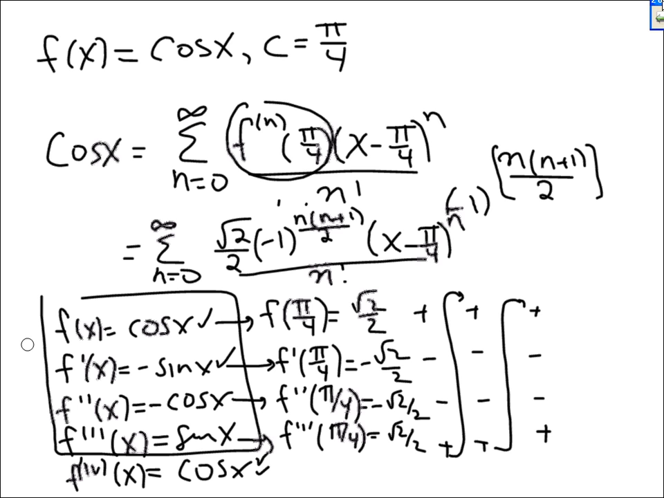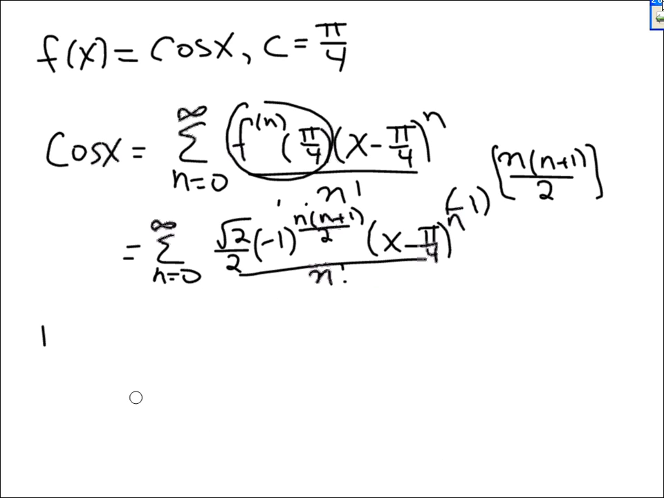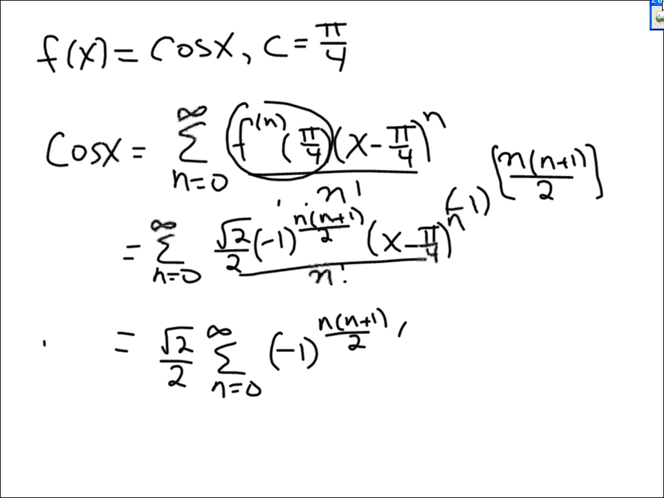The one thing I would do is factor out the constant. So my final answer, I would write it as the square root of 2 over 2 times the summation from 0 to infinity of negative 1 to the n times n plus 1 over 2 times x take away pi over 4 to the n over n factorial.